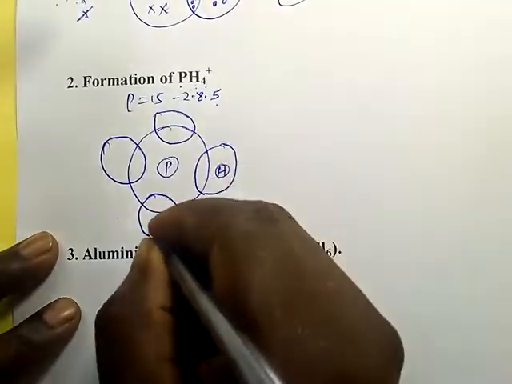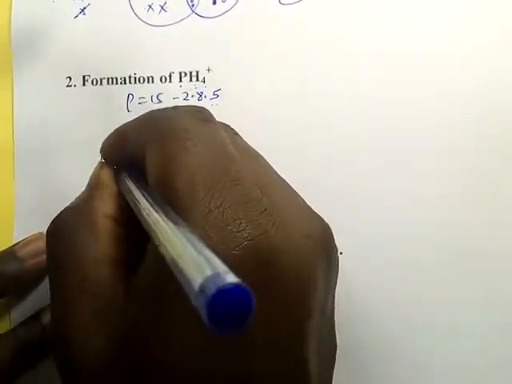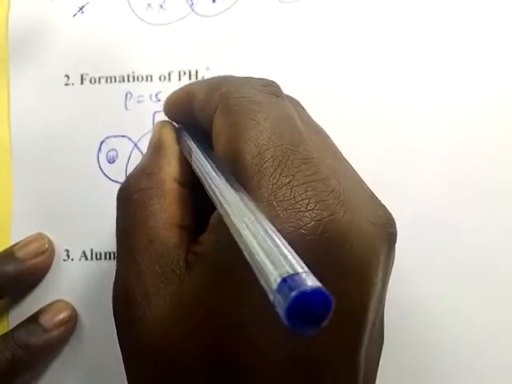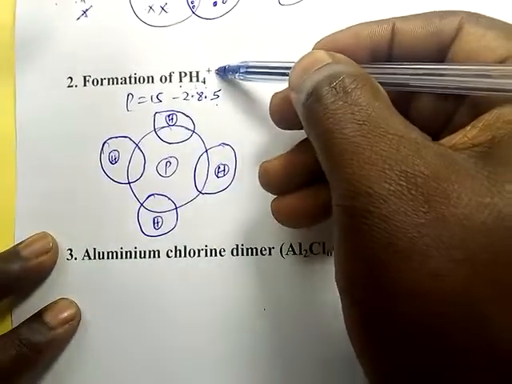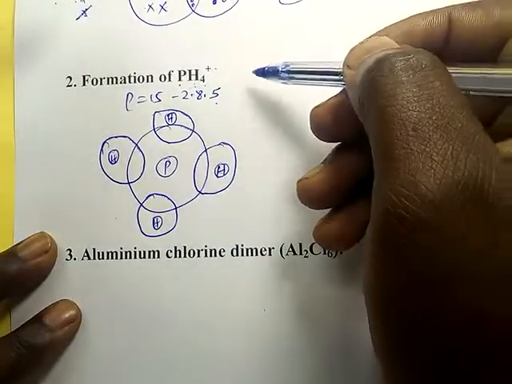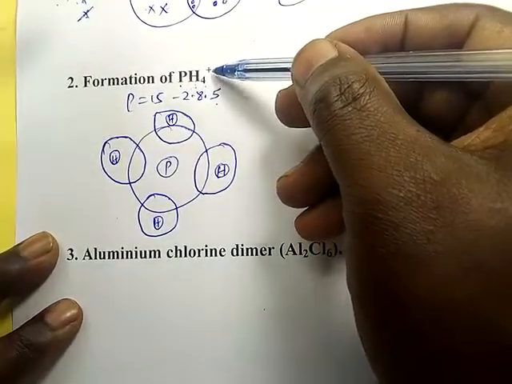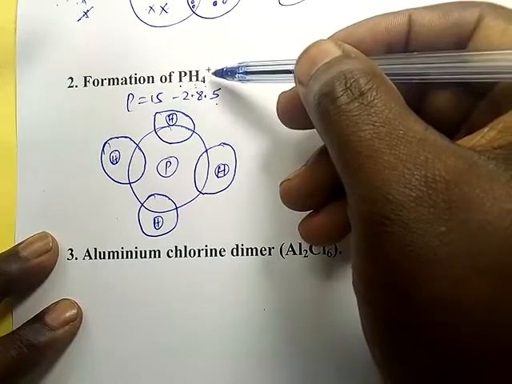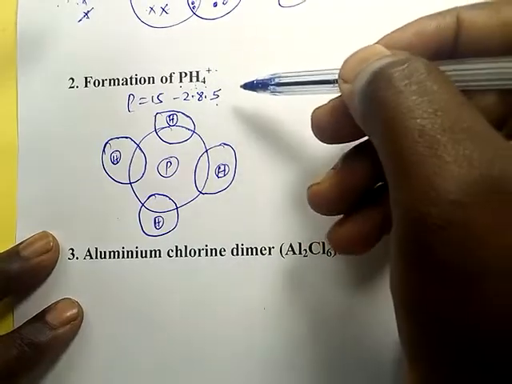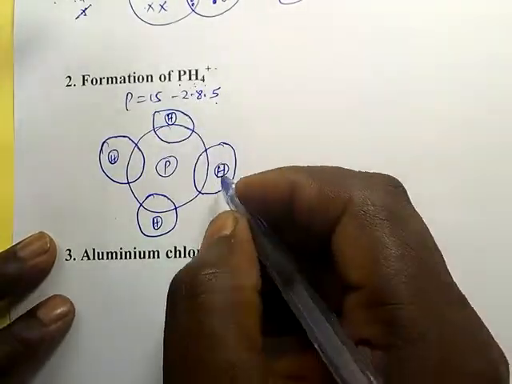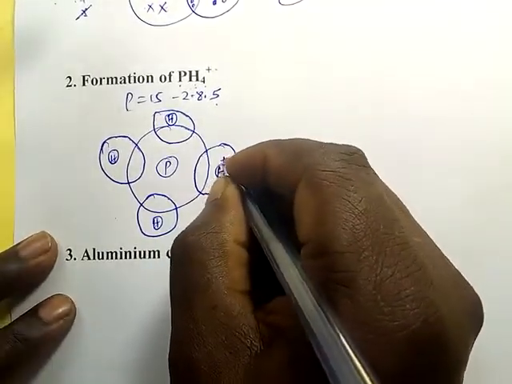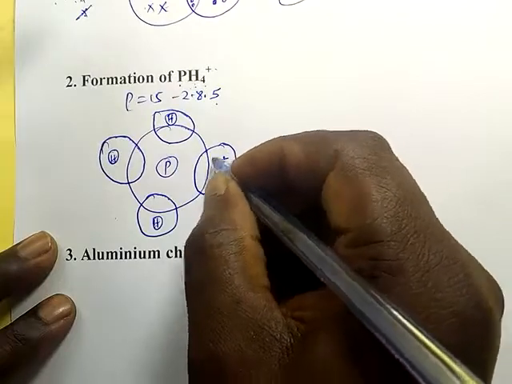Hydrogen, hydrogen, hydrogen, hydrogen. But I have told you, out of the 4 hydrogens, 1 is empty. Why is it empty? Because it has a positive sign, meaning 1 hydrogen lost an electron. Hydrogen has only 1 electron, and when it is positive, it means 1 electron is missing. Therefore, we put a positive sign on this one, so that we ensure that this one is empty.